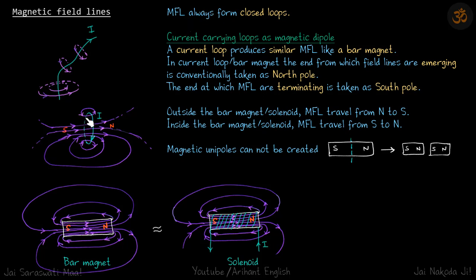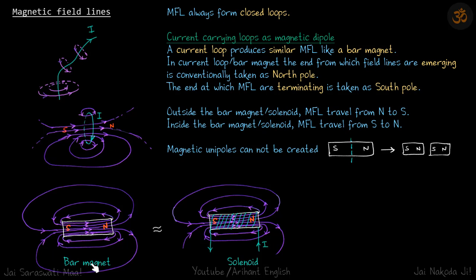Now in a current loop, we have also seen how we can draw the magnetic field lines. The direction of these field lines is given by the right hand thumb rule. So if the current is going like this, the field lines will be coming out here and going back inside. These are also forming closed loops.